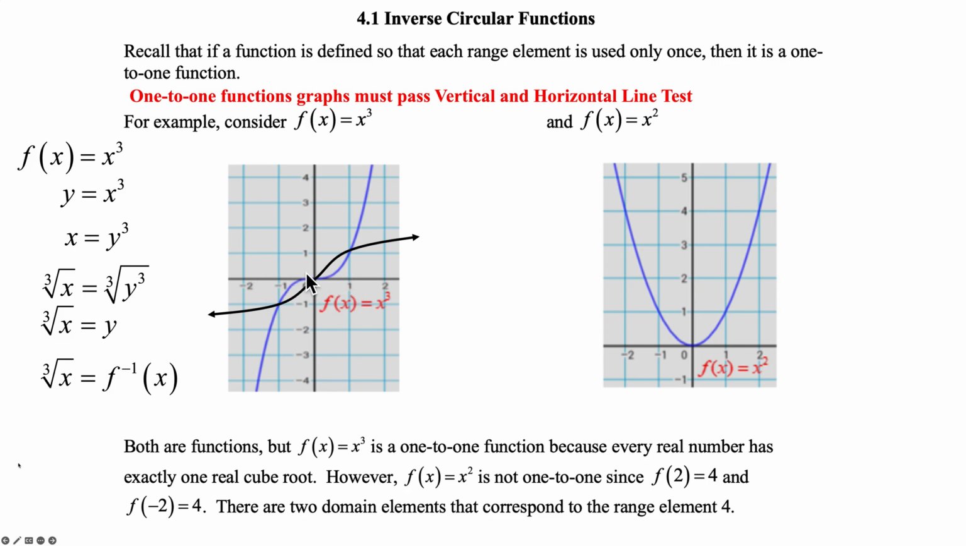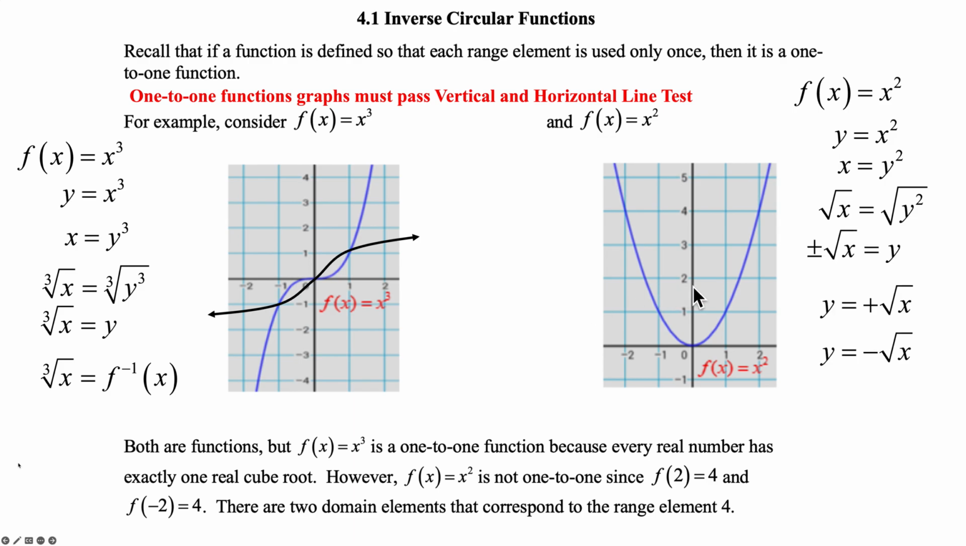So the same thing, if I went to 2, I cube it, I get an 8. And I start at 8, and I take the cube root, I come back to 2. Where over here with the square root, put in the y for f of x, switch the x and y, and solve by taking the square root, you get a plus or minus. You have two equations, so it's not one-to-one. You do not have a true inverse function based on x squared.